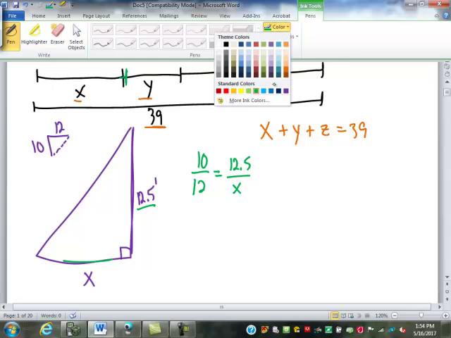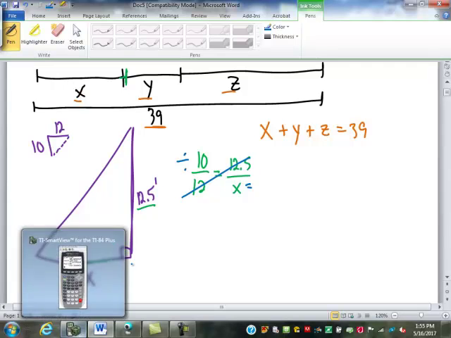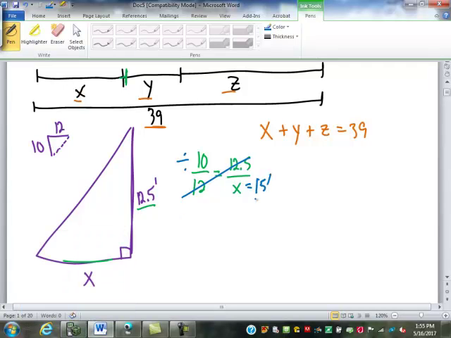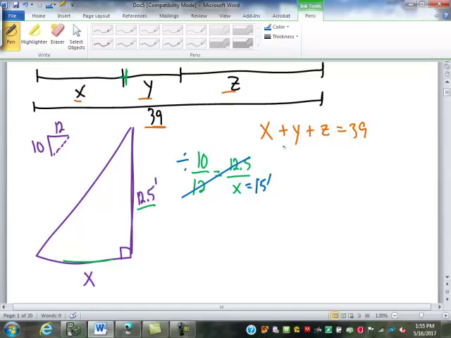So I can actually find x here really quickly. I'm just going to cross multiply and divide. So 12 times 12.5 divided by 10. So that is 150 divided by 10, or 15 feet. I'm just going to double check that just to make sure, it's late in the day. Yes, it is 15 feet. So I'm going to give you that one for free. We know x up here is now 15 feet.